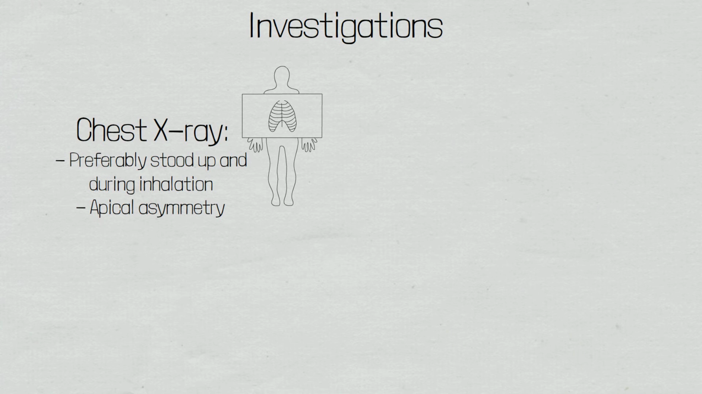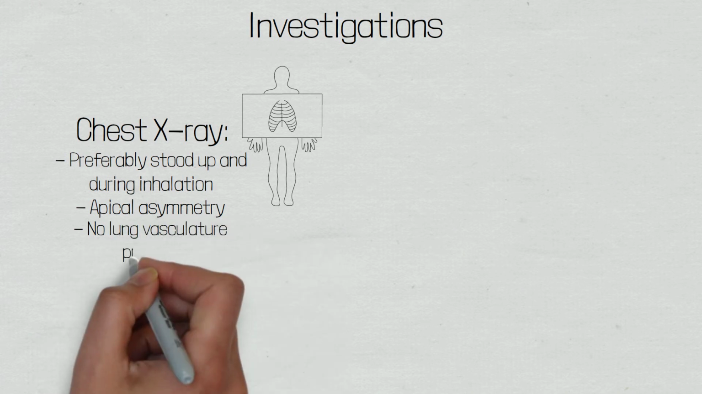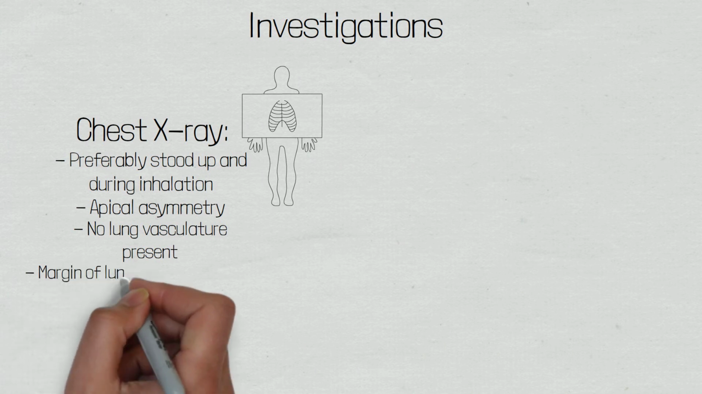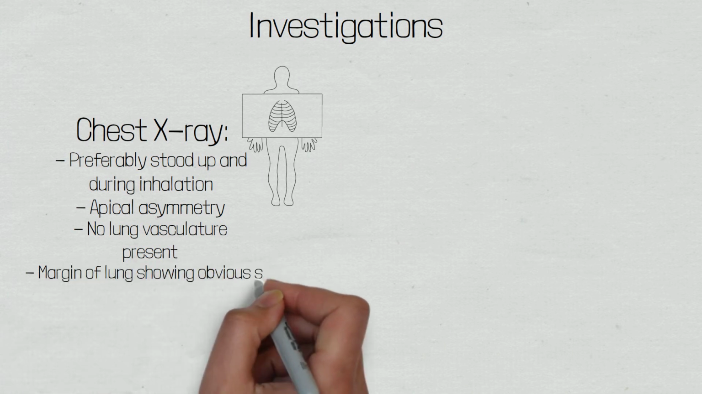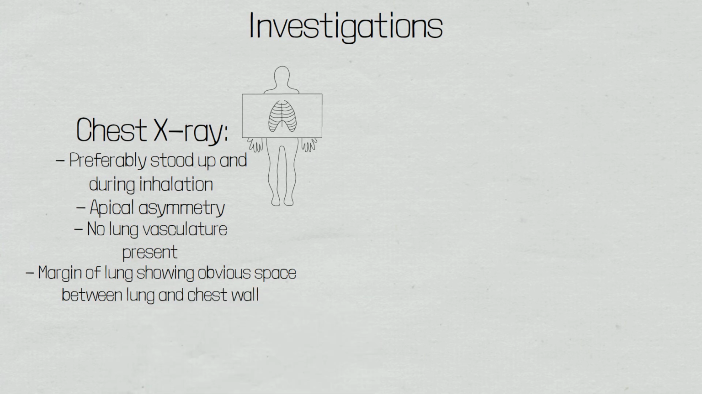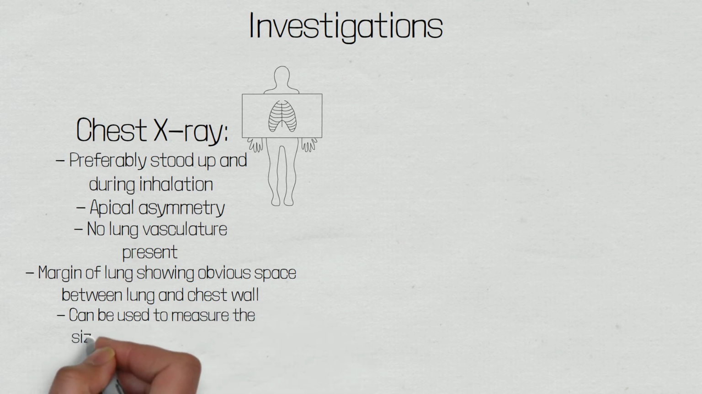Secondly, you can identify the affected area by the lack of lung vasculature present over the area of trapped air. Finally, you can identify the margin of the lung showing obvious space between the lung and chest wall. You can also use a chest X-ray to measure the size of the pneumothorax, and you may also notice a mediastinum shift in cases of a tension pneumothorax.